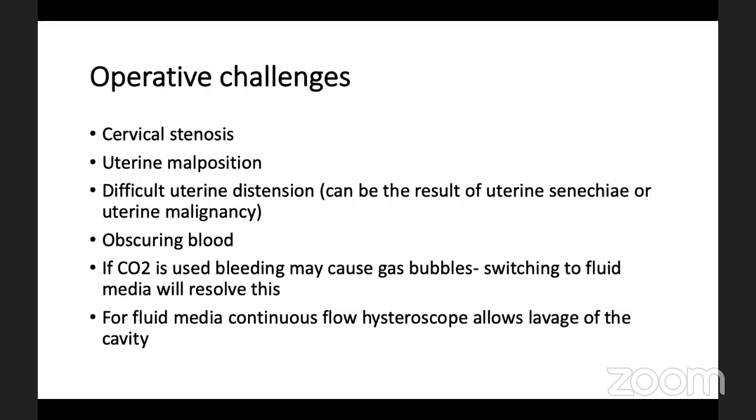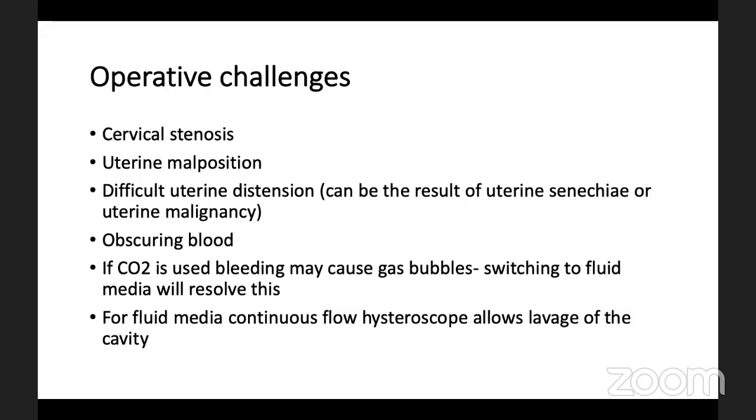We may have difficult distension because the uterus is just basically clamped up in those adhesions. And of course, where there's overt uterine malignancy, the uterine cavity may be very difficult to distend and it may be very difficult to see and appreciate all those structures. To see both ostia may actually be impossible.